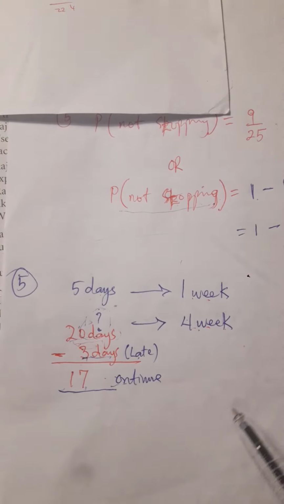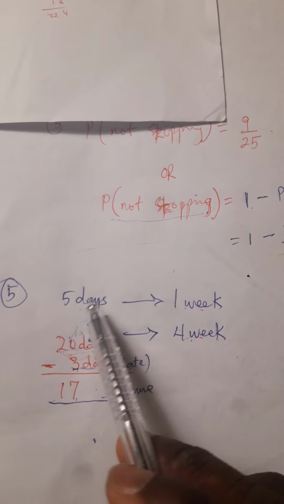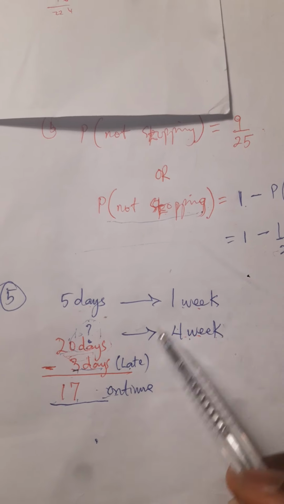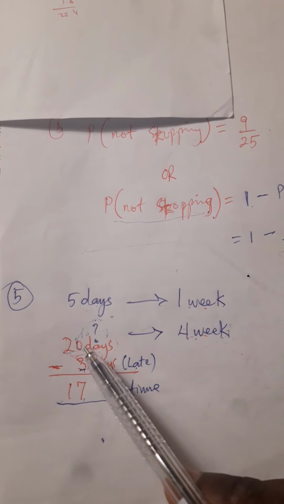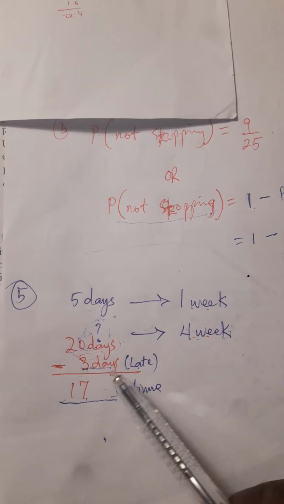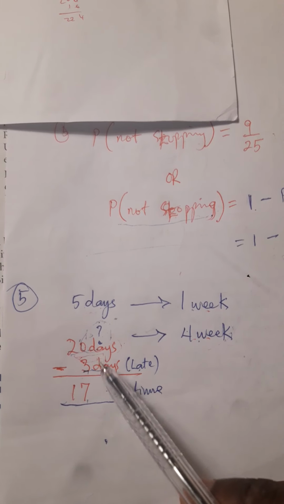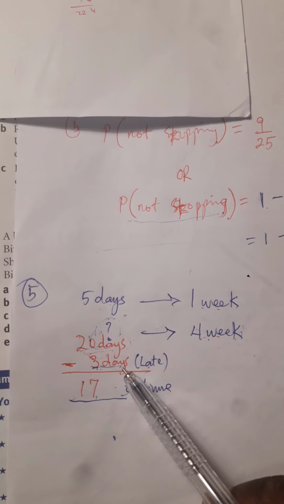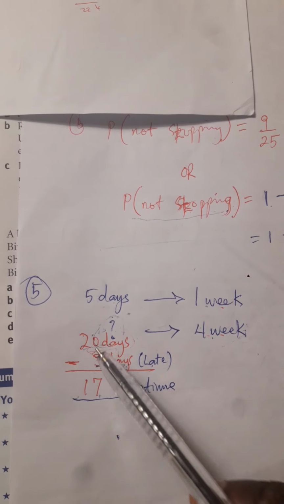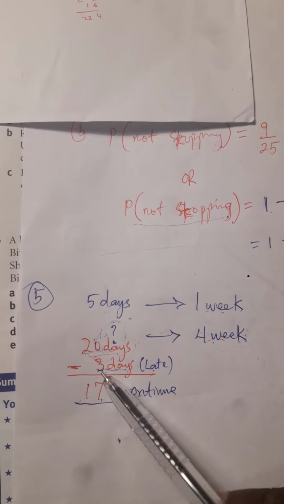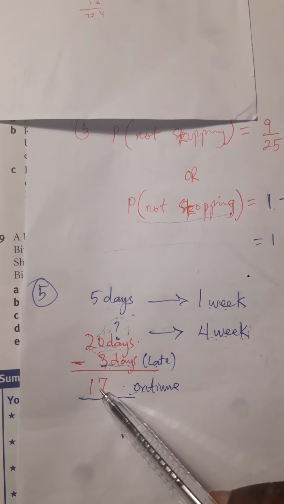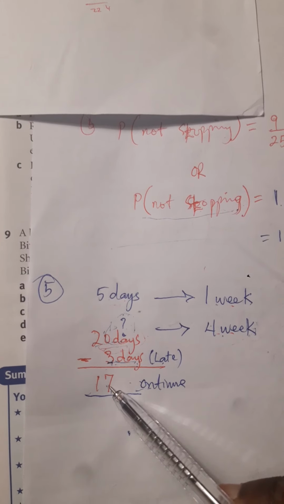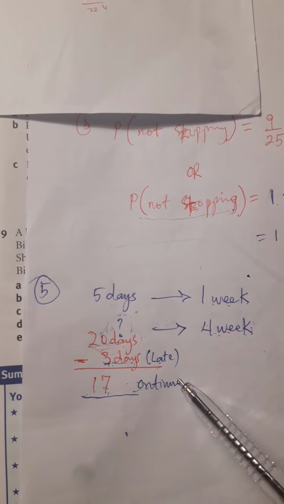Do you understand this analysis? 5 days you go to school for 1 week. Then how many days did she go to school for 4 weeks? 20 days. Now out of these 20 days, she went to school 3 days late. Now if you subtract 3 days, the days she was late, from 20 days, you have 17. Now this 17 means that she was not late. She was on time. Do you understand?